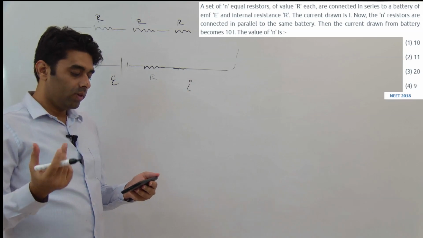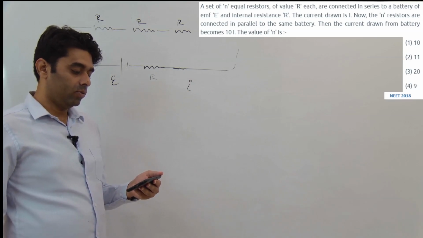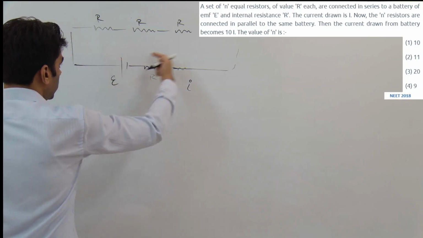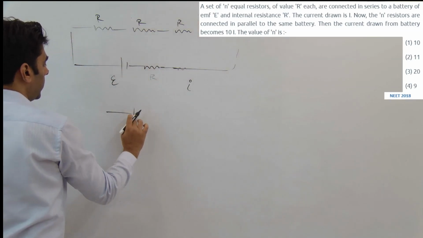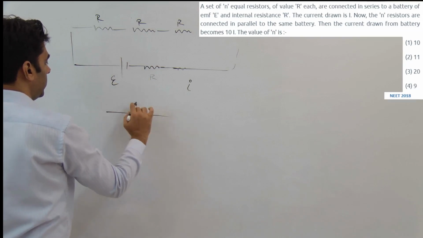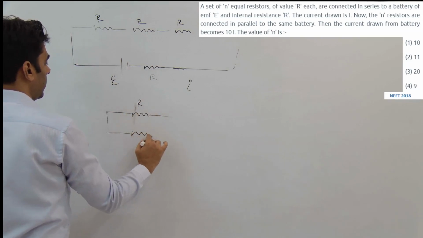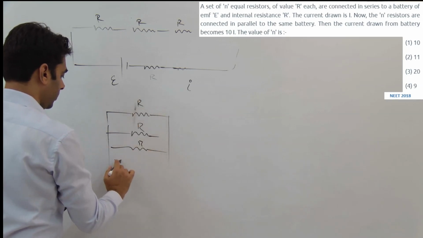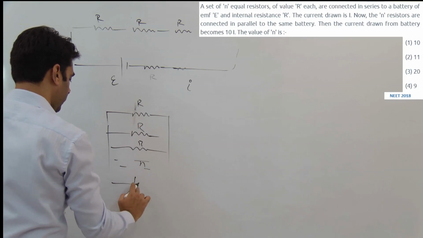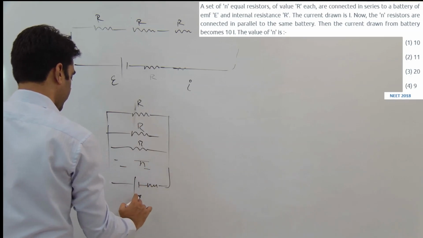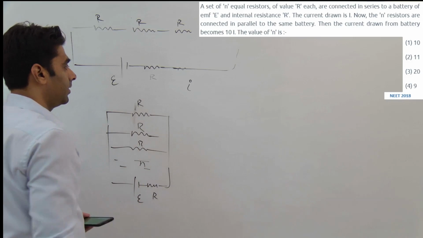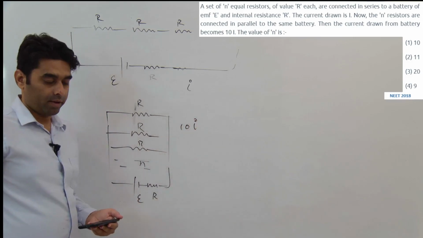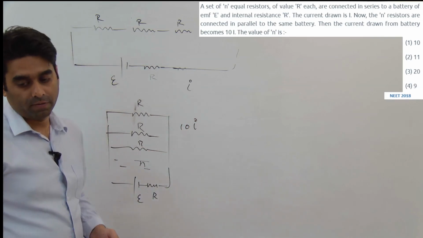Fine. Now the n resistors are connected in parallel to the same battery, then the current drawn from the battery becomes 10I. All these n resistors are connected in parallel. Let's see, n resistors connected in parallel. If we draw it, R will go n times and be connected to the same battery. E will be the EMF, R will be the internal resistance. So the current becomes 10I over here. The value of n is, fine, let us see.